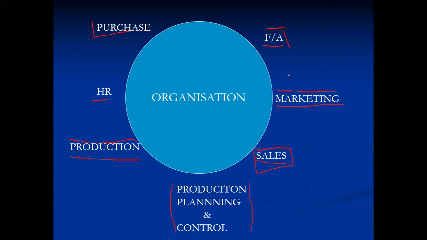But each department is using one software manufactured by different companies. For example, the production planning and control department is using one software manufactured by A company. The sales department is using one software manufactured by B company. The production department is using one software manufactured by C company. The purchase department is using one software manufactured by D company, and so on.